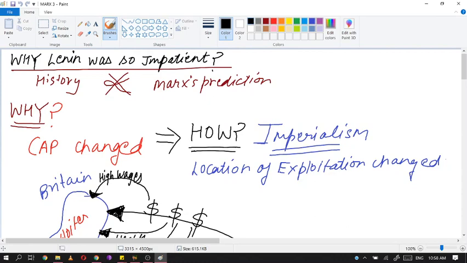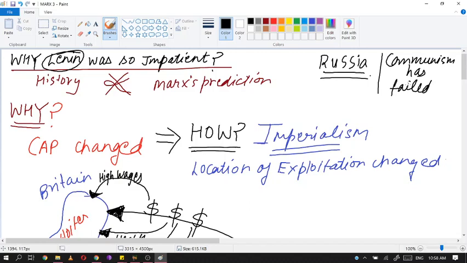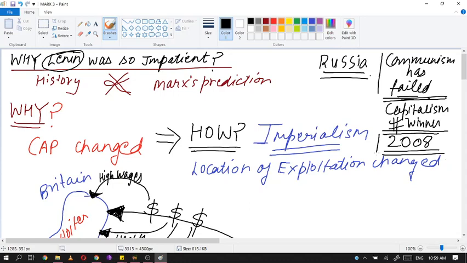Lenin, the Russian Revolution, the Bolshevik Revolution. We say that communism has failed. We say that capitalism is a clear winner, which obviously capitalism is not, because we saw what happened in 2008. In 2008, things will change. It will be clear that capitalism is not a very robust thing. Robust is too strong to break. It is not like that. Understand.